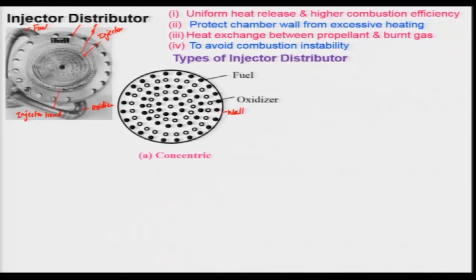So, therefore, it is properly placed and it will not really erode the metal wall. And this is the oxidizer, in a concentric arrangement. That means one circle is here, then there is another circle, and another circle. So, this is known as concentric. This is the first circle, right.